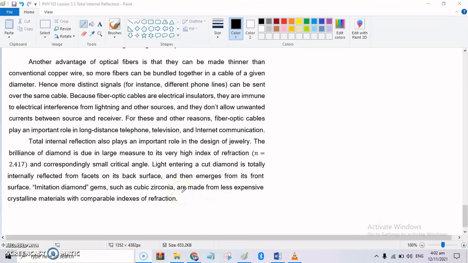Napapansin nyo when there's a jewelry or kumbaga nagtitingin ng mga fake and original diamonds, they are using tiny microscope, and yung mga microscope for them to examine the critical angle, kasi pinapailawan nila yan ng light, and then yung mga reflections of light, doon nila mapapansin kung yung crystal is pure diamond or not.